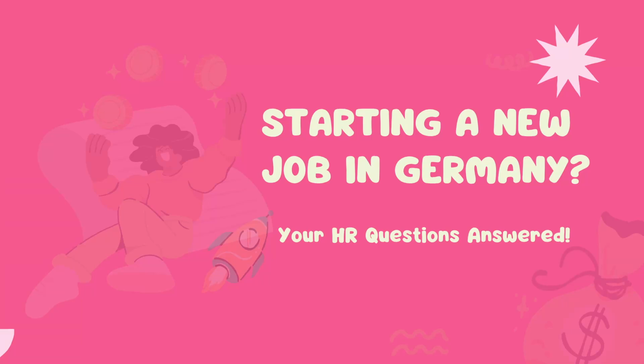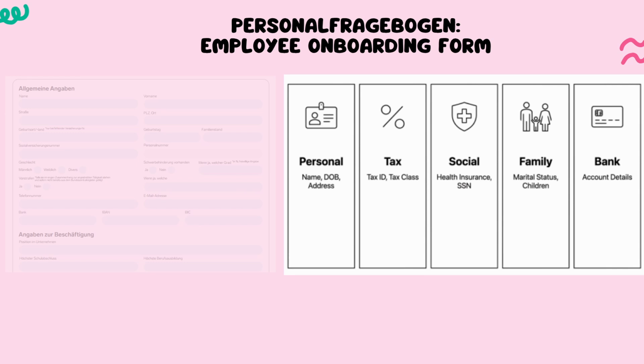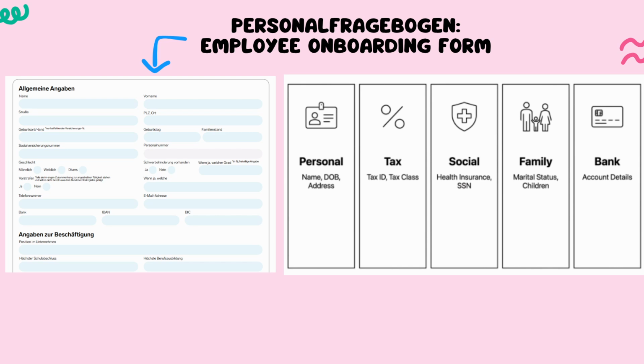You've signed your employment contract. Congrats, your first day is approaching. And then HR sends you a document called Employee Onboarding Form. Suddenly you're asked for your tax ID, social security number, tax class, health insurance provider, number of children, and bank account details. If you've just moved to Germany, it's completely normal to wonder, what does all of this mean?